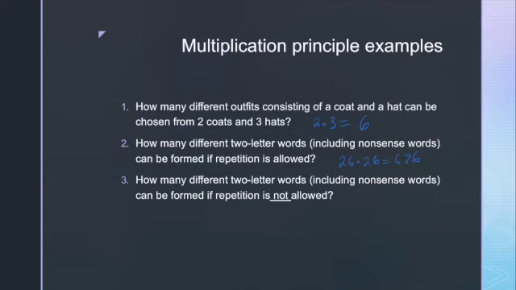How many different two-letter words can be formed if repetition is not allowed? Well, we just have to get rid of the repetitive words. Remember, we have AA, AB, all the way to AZ. So for each letter of the alphabet, there's going to be one opportunity where there's a duplicate word, so we need to take away 26. And that gives me 650 words.